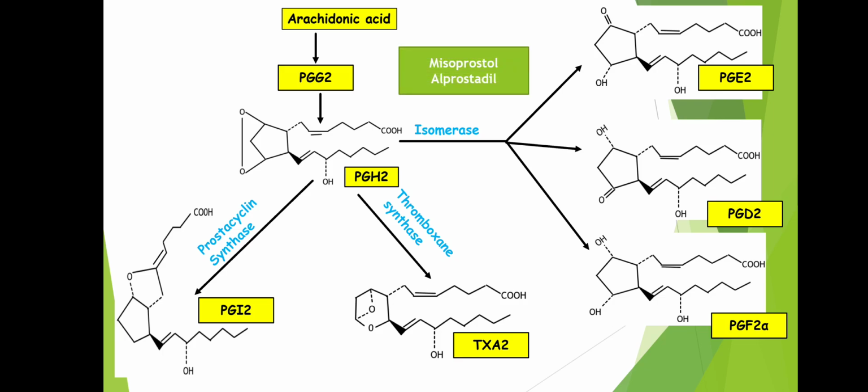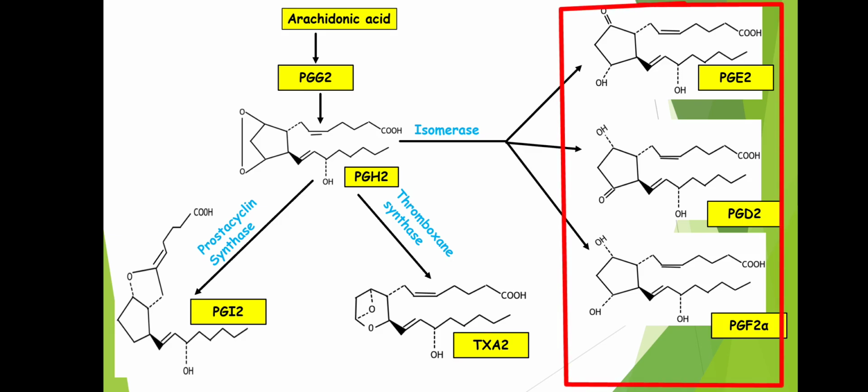For example, we have misoprostol and alprostadil. These two compounds are examples of PGE1. PGE1 means the structure will be the same as that of PGE2, but instead of 2 double bonds it has only 1 double bond. Whatever the subscript may be, that many double bonds will be there. Like in PGE2 we have 2 double bonds. Misoprostol and alprostadil are examples of PGE1, meaning they have just 1 double bond, but it functions the same as PGE2.